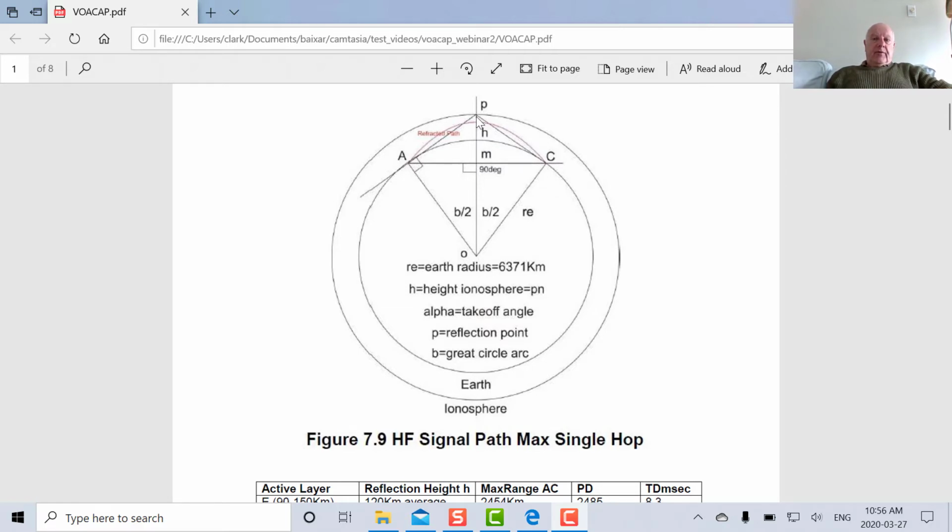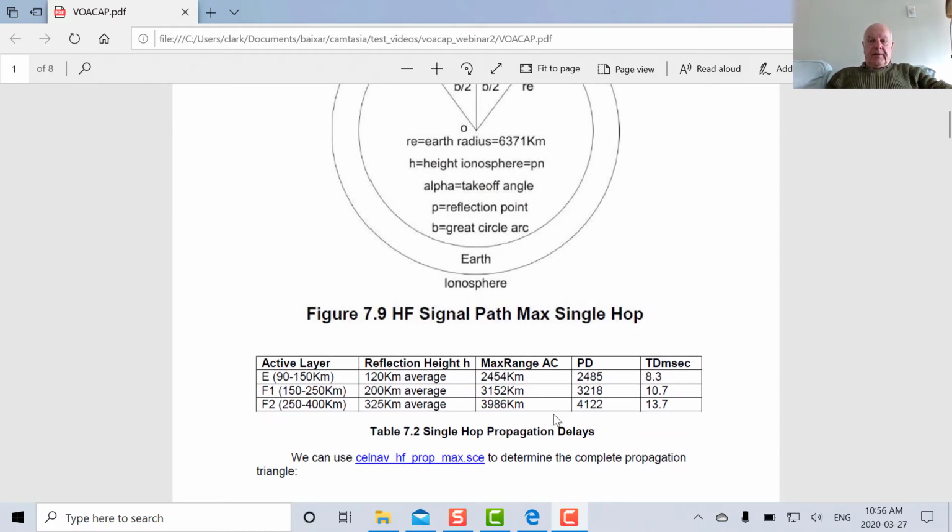This virtual height here, P, depends on the actual layer. So if we go down to this table here, there's our virtual reflection height. Let's say the E layer goes from 90 to 150 kilometers, so we'll say the average is about 120. There's F1, it goes from 150 to 250 kilometers, so we can say the virtual height's about 200. And F2 goes from 250 to 400, so we'll say the virtual reflection height's about 325.